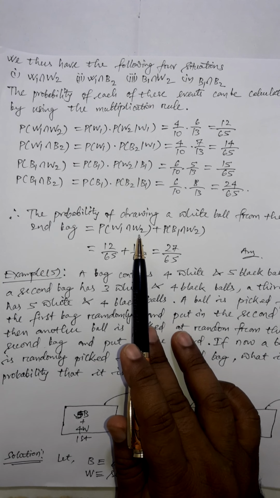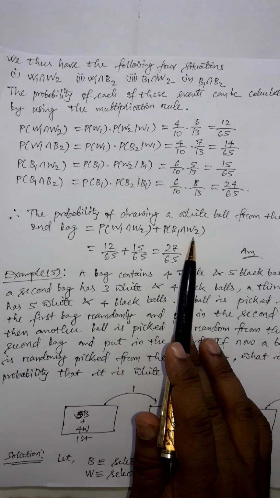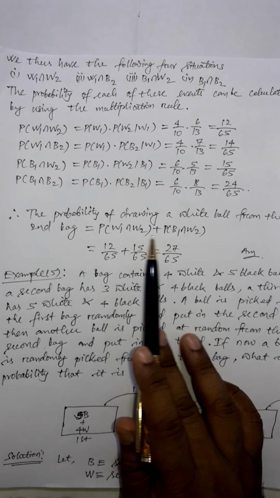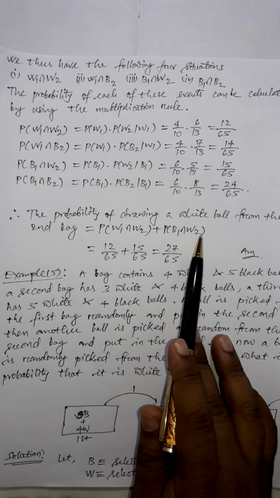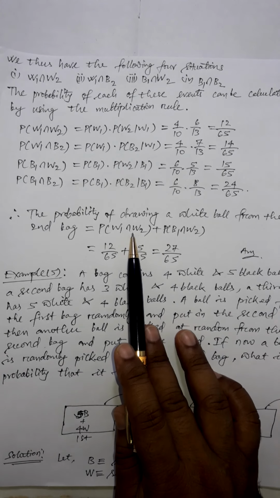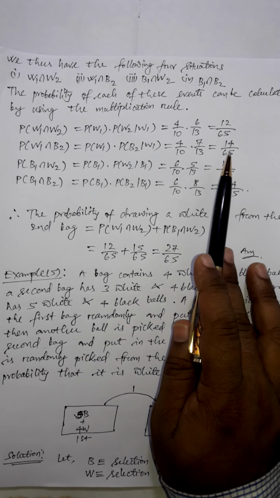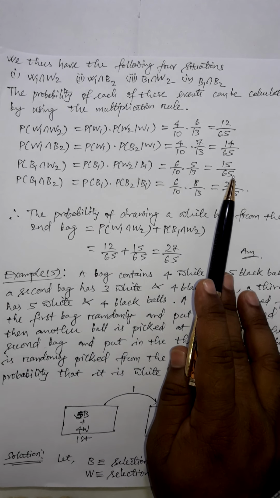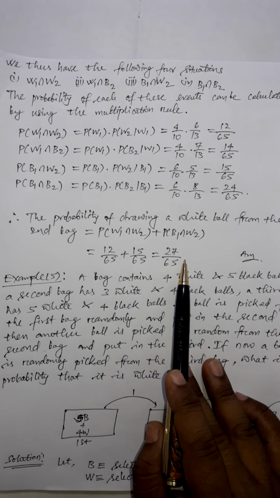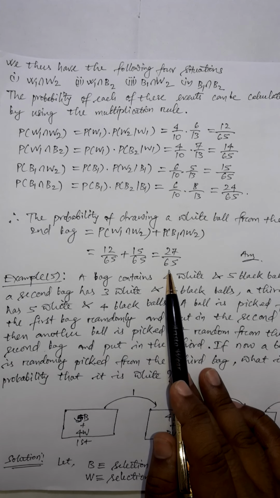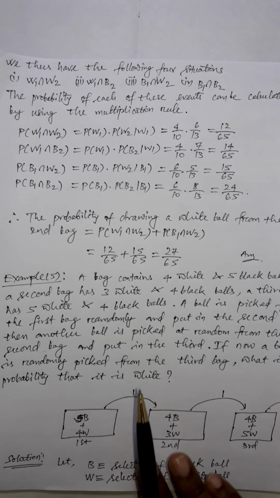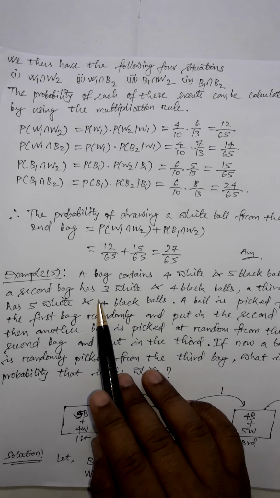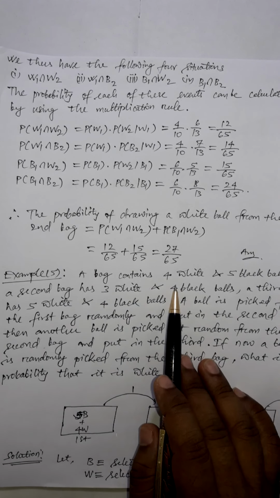We need only W2 cases in the second selections, because here only we are getting white balls in the second draw from the second bag. So let's add the results that we obtained from here. 12 by 65 plus 15 by 65. Let's simplify it. You are getting 27 by 65 as the answer. Okay friends, now let's extend this problem in the next example up to 3 bags.